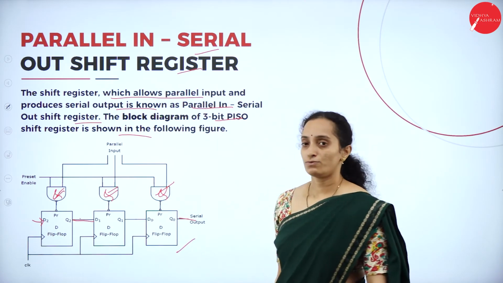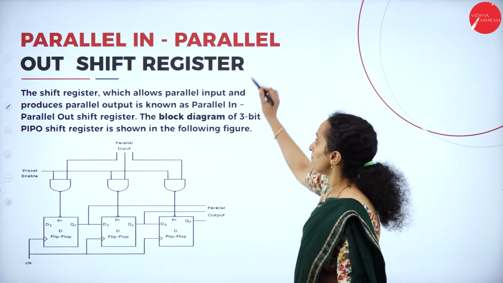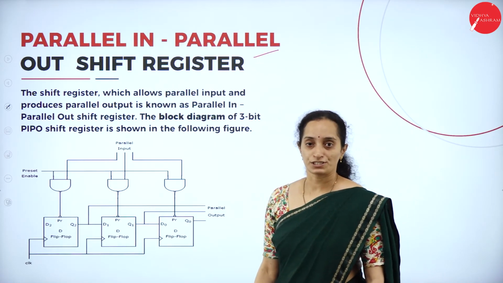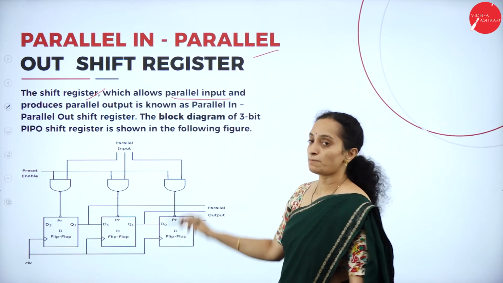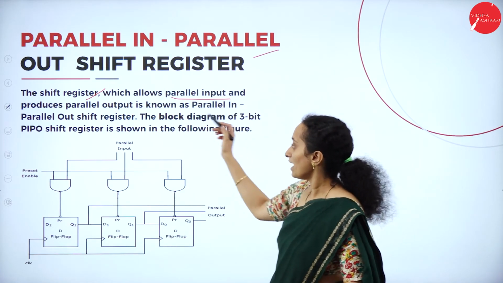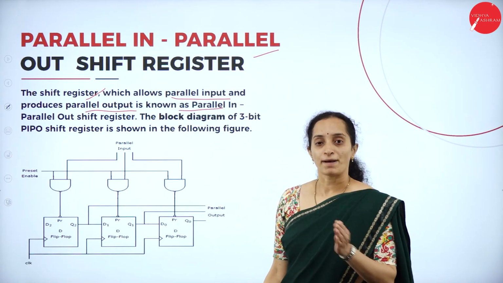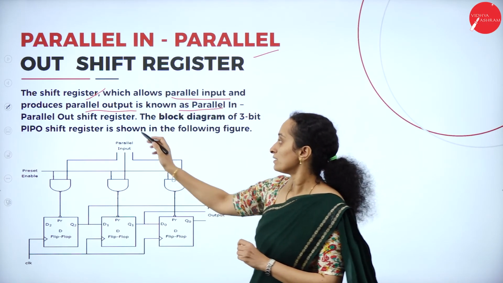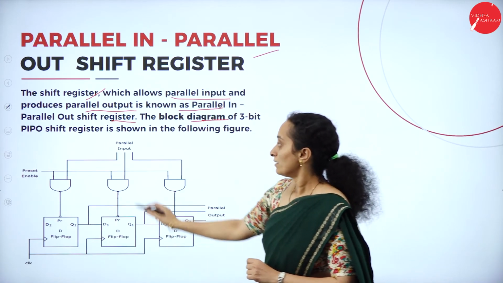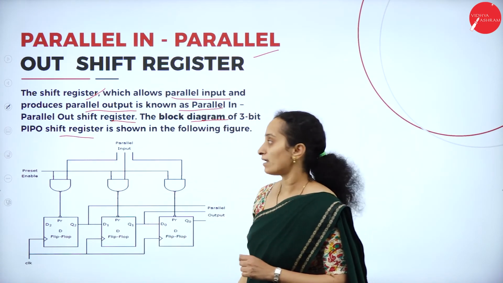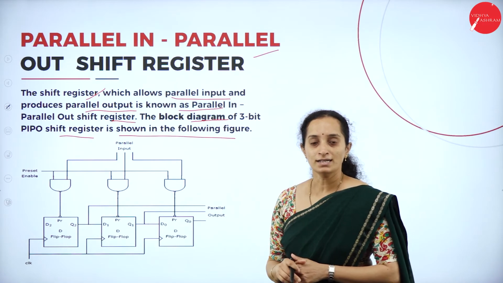Okay, this is one kind of shift register. The last category is the parallel in, parallel out shift register. This shift register allows parallel input, and parallelly you can also produce a parallel output. It is known as the parallel in, parallel out shift register. The block diagram of a 3-bit parallel in, parallel out shift register is as we can view in the diagram.